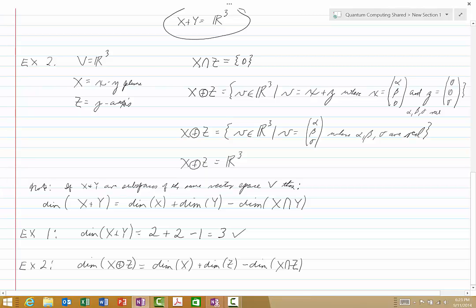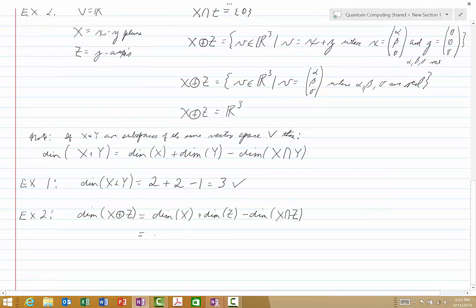But in this case, when we have the direct sum, remember then that this will become, remember, if X and Z are subspaces of the same space, and it is appropriate to use the direct sum notation, then that means that their intersection consists only of the 0 vector. So we have the dimension of the 0 vector.